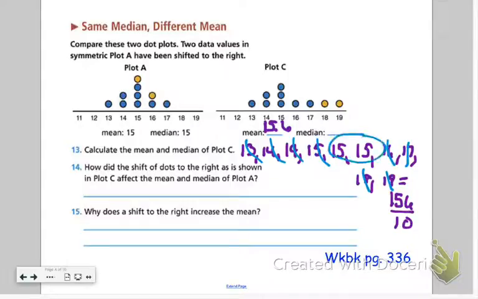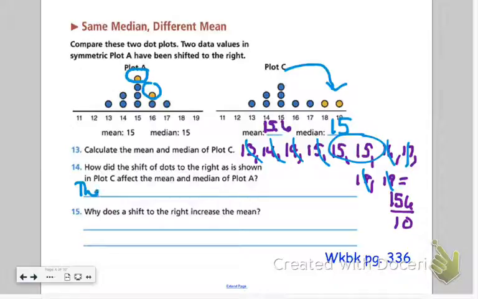And what would be in between 15 and 15? Well, again, you can add them up and divide by 2, or you might be able to recognize that the median is actually 15. So in this case, how did the shift of dots to the right, as is shown in plot C, affect the mean and the median? So if you look over here at plot A, they took this yellow dot and this dot, and they moved them over to the 18 and the 19. So they shifted some of the data down to the right. How did it affect the mean? How did it affect the median?